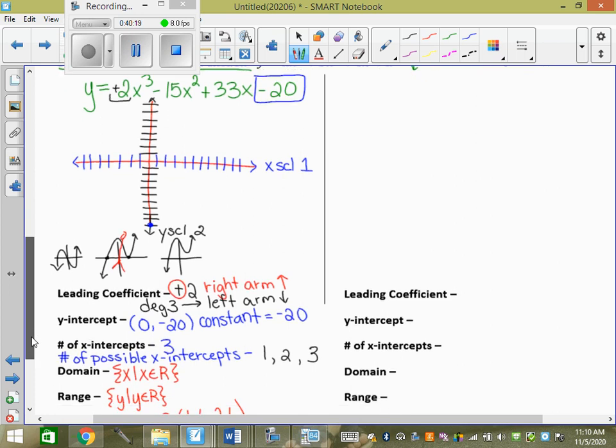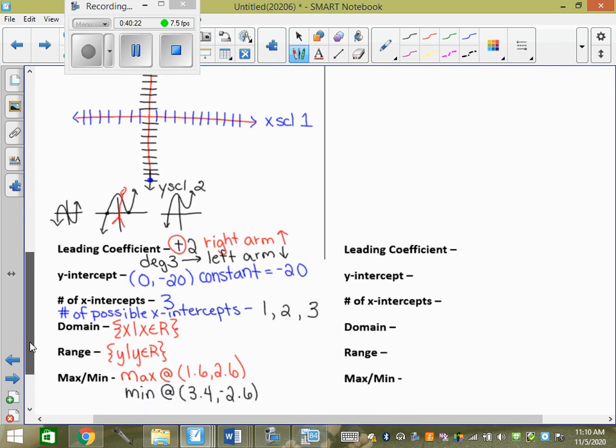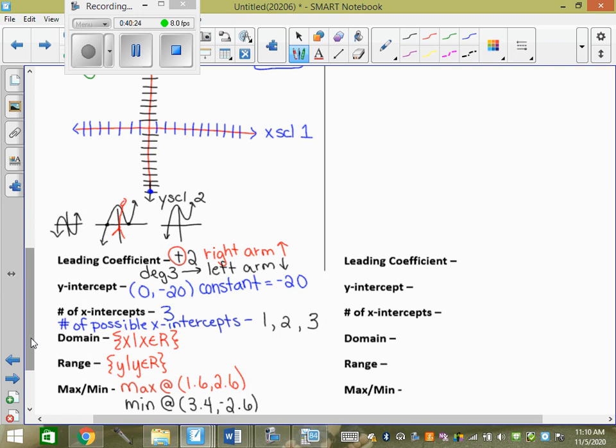I also want to plot my mins and my maxes on here, right? So I have a maximum at 1.6 and 2.6. Watch yourself because your y's are worth 2, right? My x's aren't. So I'm going to go to 1.6 halfway through and then 2.6, which is a little bit bigger than the first tick. That's going to be my maximum. My minimum's at 3.4 and negative 2.6, so a little bit less than the tick. So you have to remember that you made your ticks worth 2 for the y's. So you're only going to go down 1 because each one's worth 2.